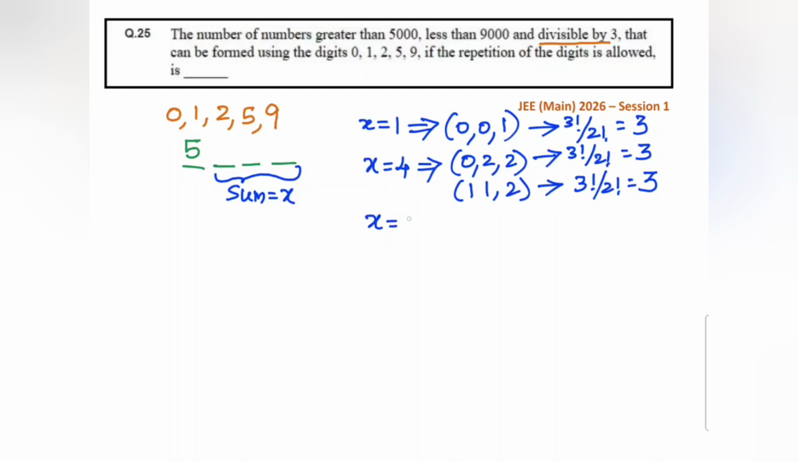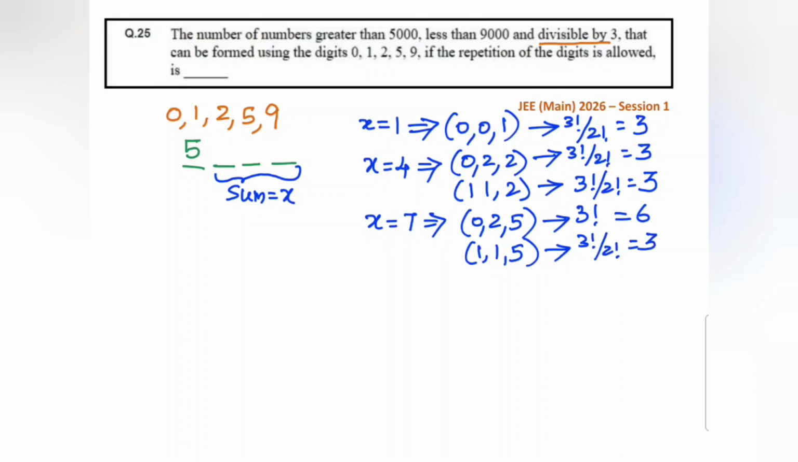Let us move on to the next case, x is equal to 7. So x is equal to 7 means again 0 2 5, one possibility, and the other possibility is 1 1 5. So here the first case is 3 factorial, there is no repetition, which is equal to 6, and here 3 factorial by 2 factorial, which is equal to 3.